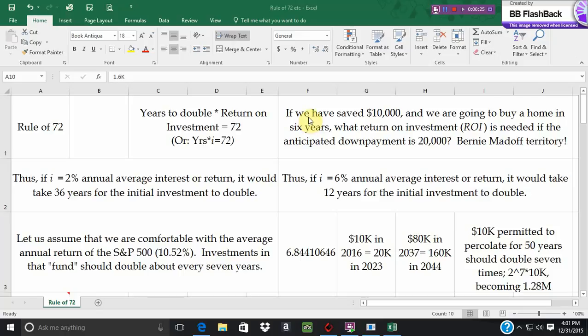But what I've done is I've got an Excel spreadsheet. This is probably one of the greatest feats of Microsoft engineering. And we're looking at something called the Rule of 72.